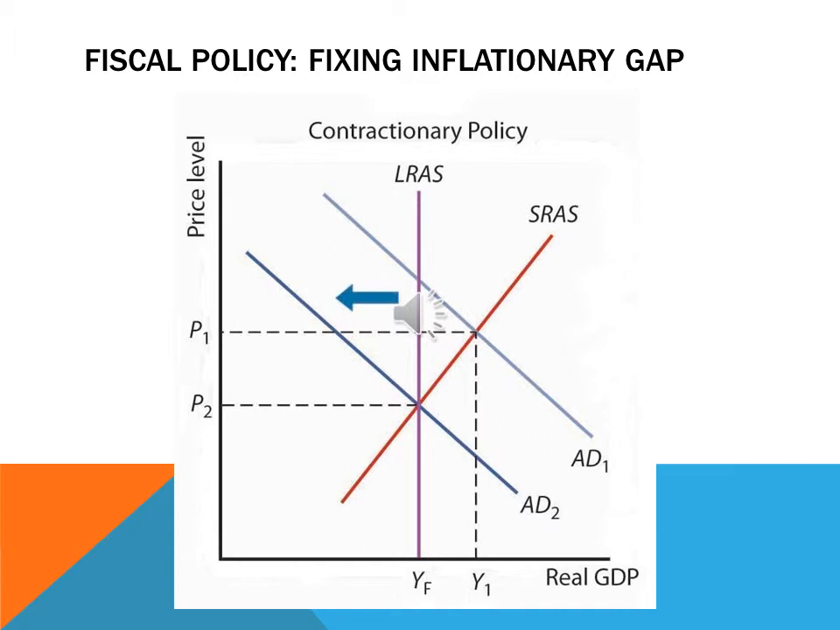To fix an inflationary gap, you have to use contractionary policy to cut government spending and bring back the aggregate demand to equilibrium.